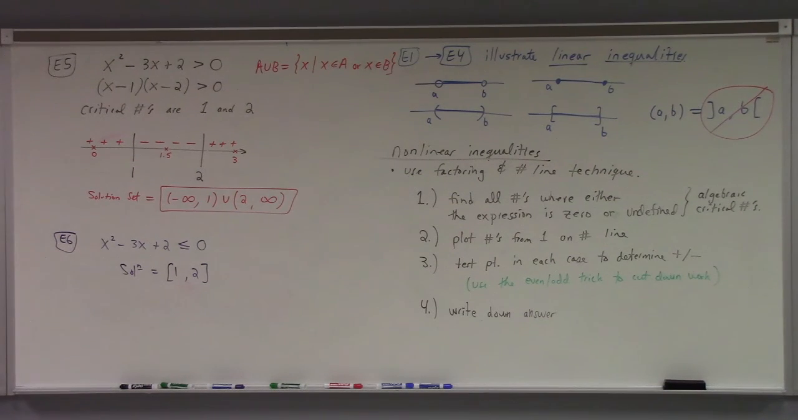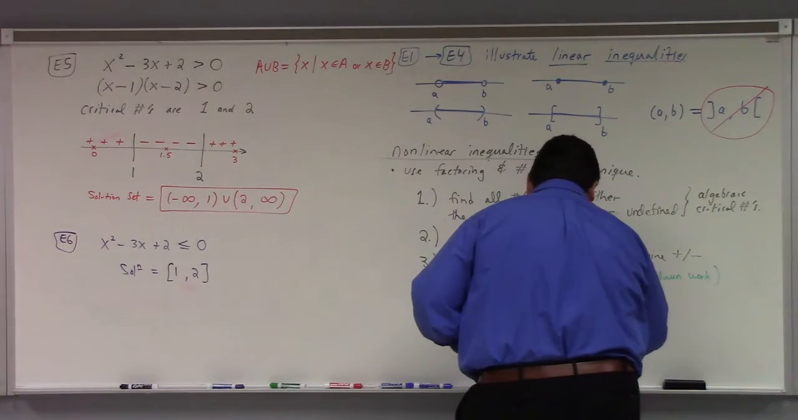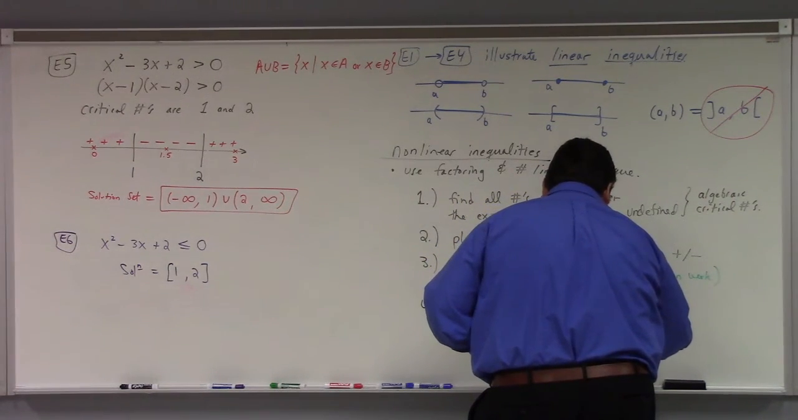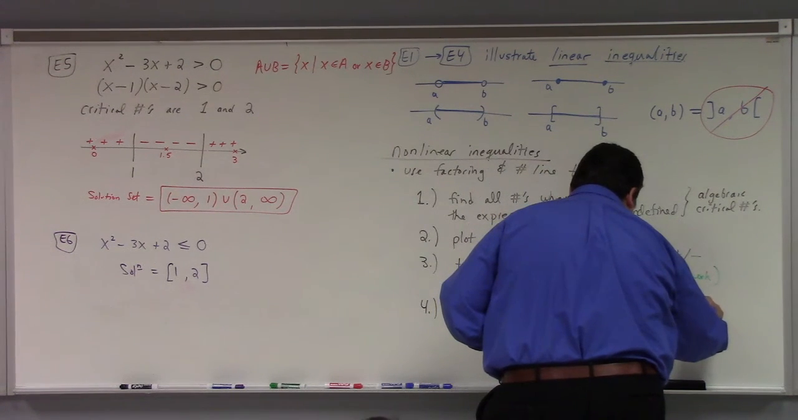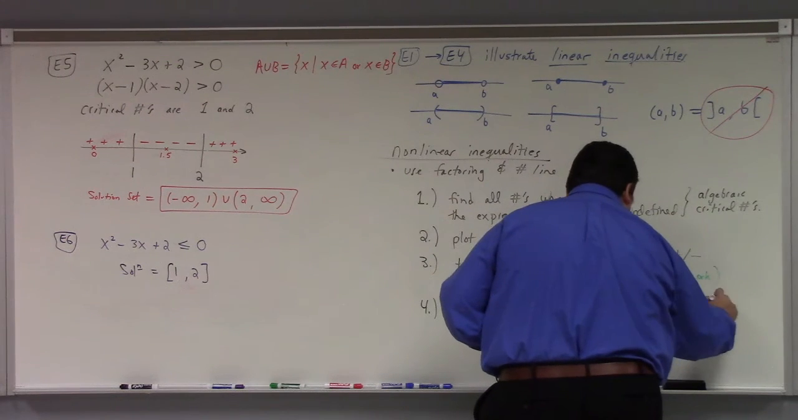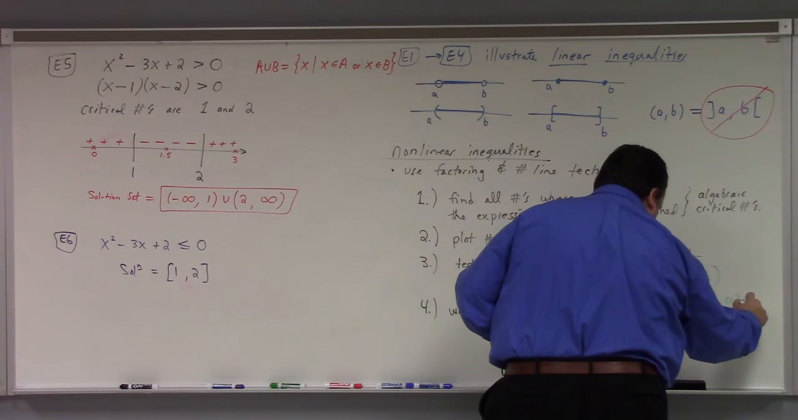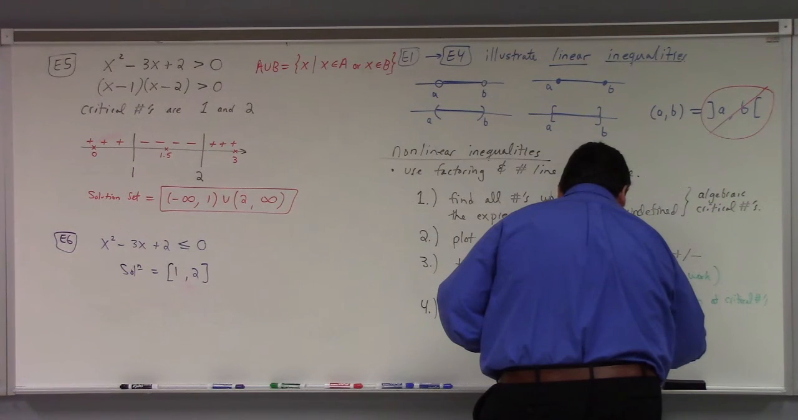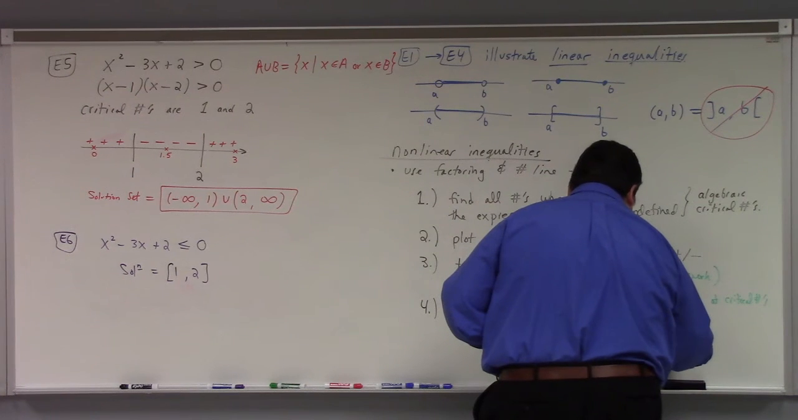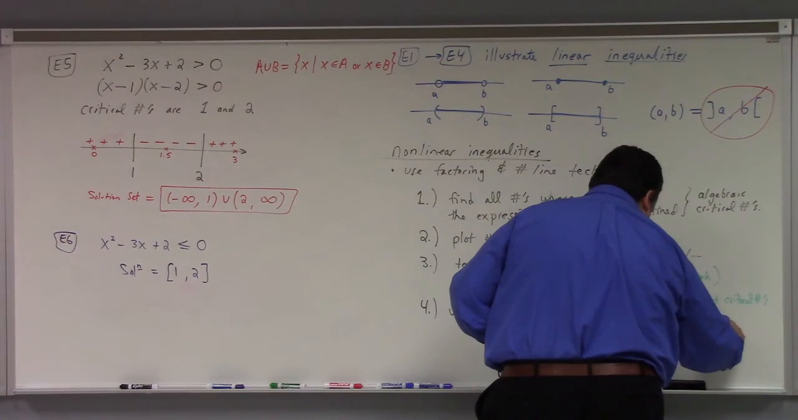All right, so here's a trick. The even-odd trick. Even-odd trick, what's that mean? It means that odd powers flip sign at critical numbers. Even powers don't flip signs.